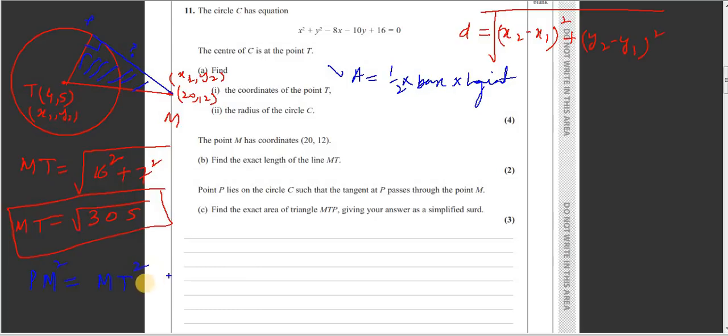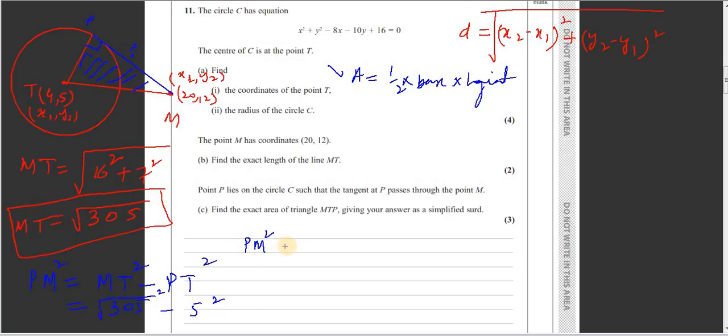MT square minus PT square. This is the Pythagoras theorem. So remember, MT is your hypotenuse. So MT square, we have already found MT. That means root 305 whole square minus PT, PT is 5, square.